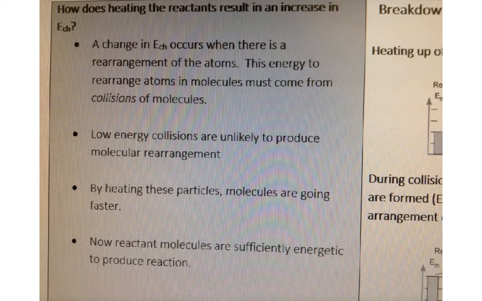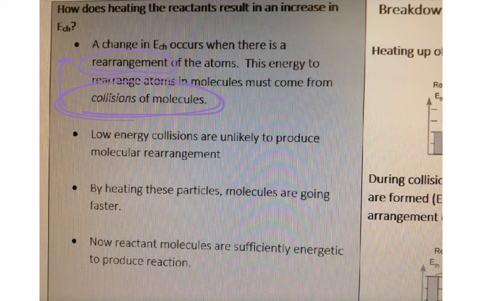All right, so how does heating the reactants result in an increase of chemical energy, or ECH? Well, first, it's really important to understand what a change in chemical energy is regardless, and why does it occur? Well, it occurs when you rearrange the atoms. And how does this rearrangement occur? Well, it comes from collisions of molecules. Okay, so by colliding different molecules, you'll break or make bonds and therefore rearrange the atoms.